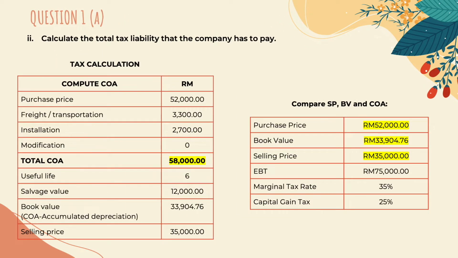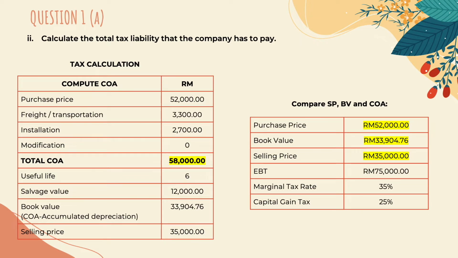Next, question 1A Roman 2. It is required to calculate the total tax liability that the company has to pay. First of all, we need to construct the tax calculation, which is we need to compute the COA: the purchase price is 52,000, freight or transportation 3,300, installation 2,700, and the modification is 0. So the total COA is 58,000.